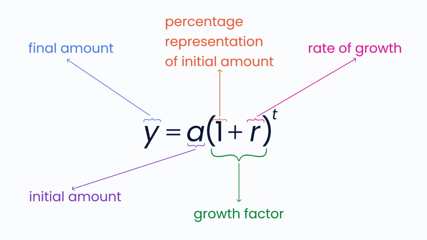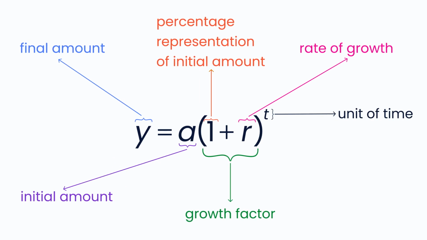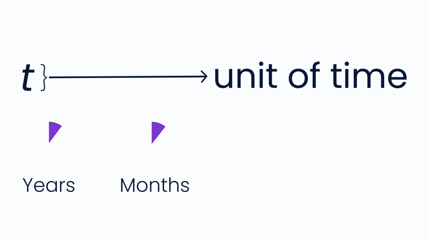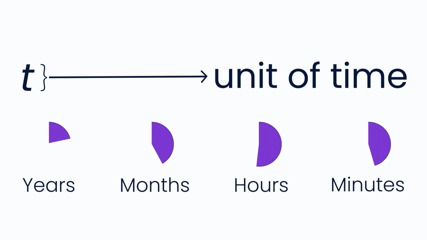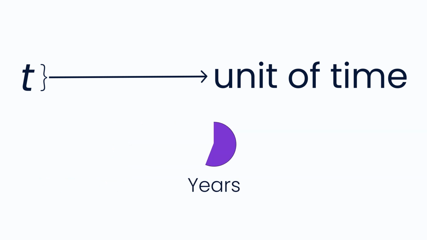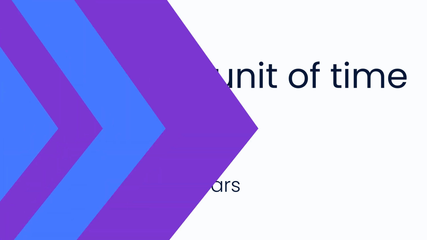The newly introduced variable t is the number of units of time. In other words, how many times the growth factor is multiplied by itself. The period represented by t could be years, months, hours, minutes, or any other measure of time. In this case, t represents the number of years your money is in the bank account. Now that we have added a variable for units of time to the equation as an exponent, it is now known as the exponential growth formula.